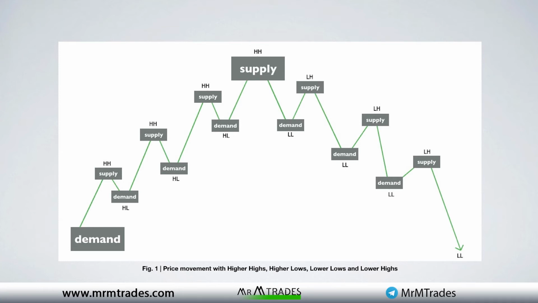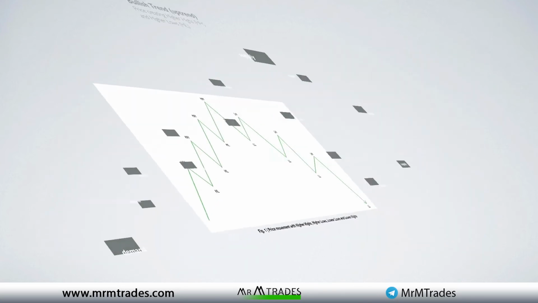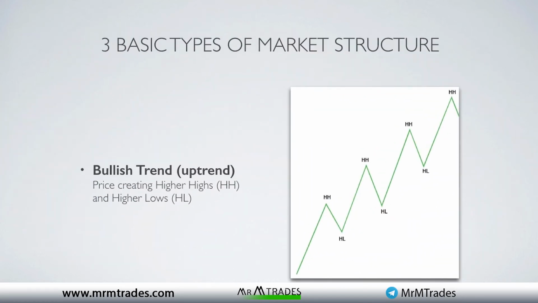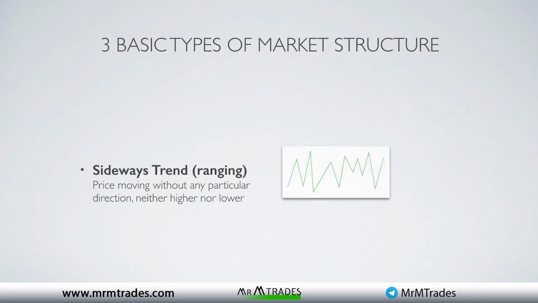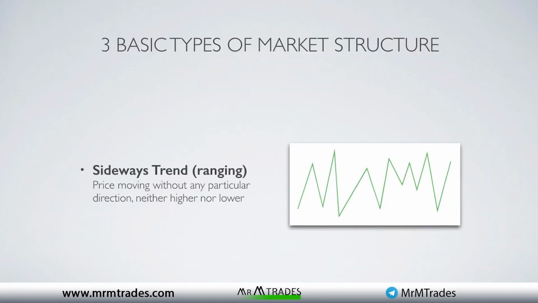And this is where we come to the three basic types of market structure. 1. Bullish trend or uptrend. 2. Bearish trend or downtrend. And 3. Sideways trend, when the price is ranging.